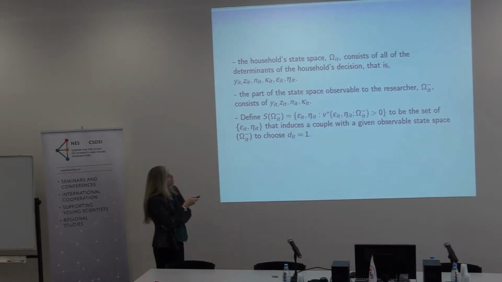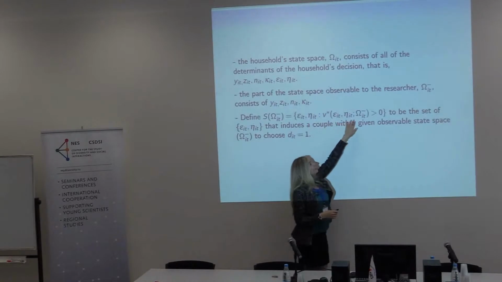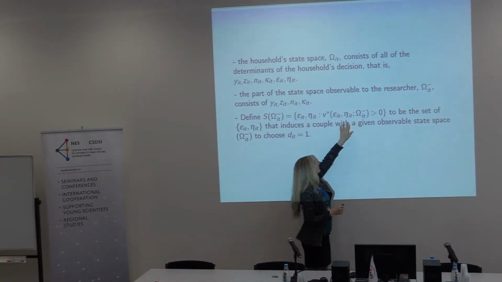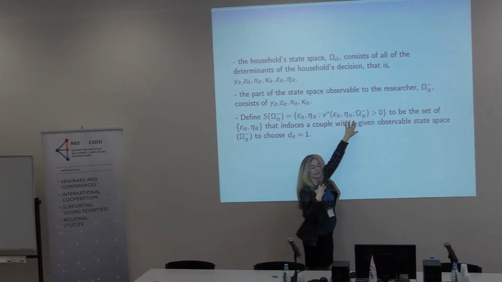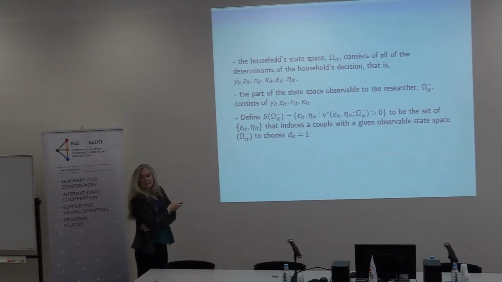So this omega with a minus is going to be the observed state space, and this is the total state space. And these are all of the unobservables that would induce somebody to work. There is a whole range of values of the unobservables that, given the observed state space, would induce someone to choose one. The reason for writing this is that I'm going to show you the likelihood you would use if you want to estimate these model parameters. Is the notation clear?